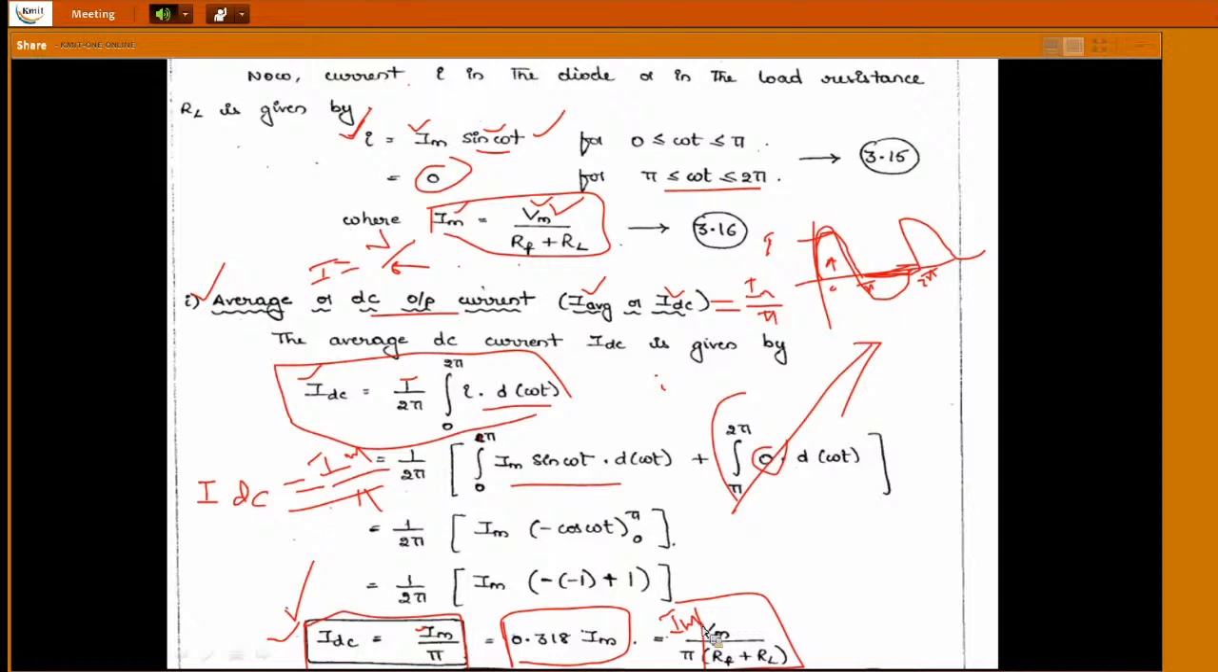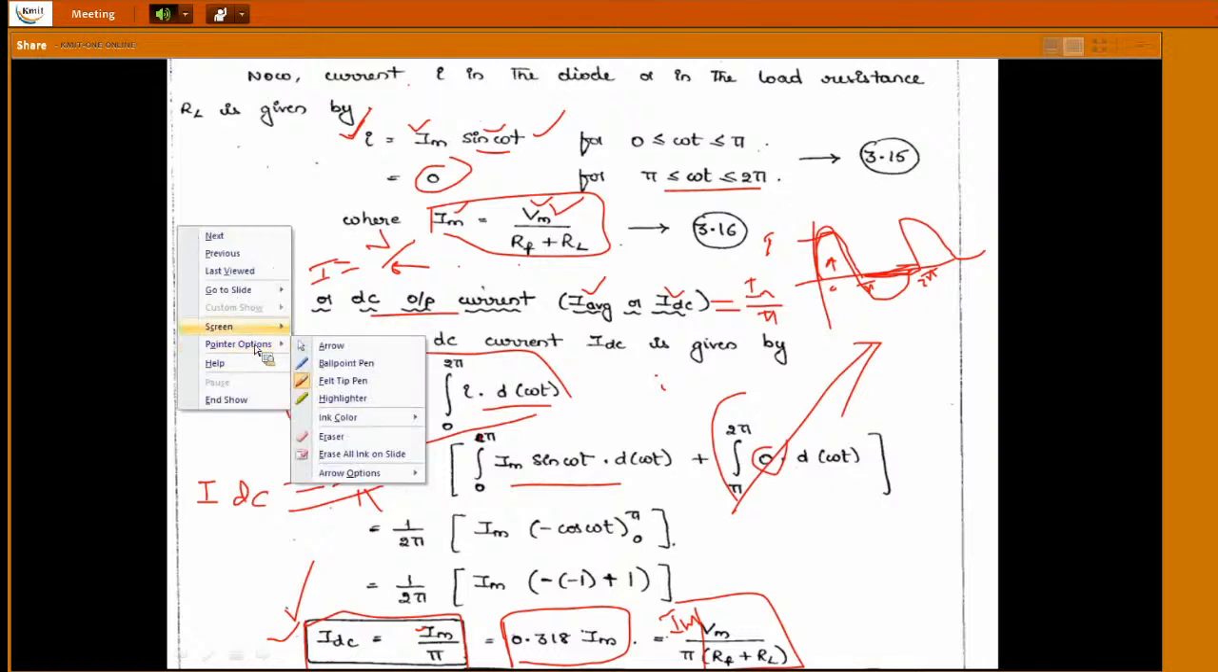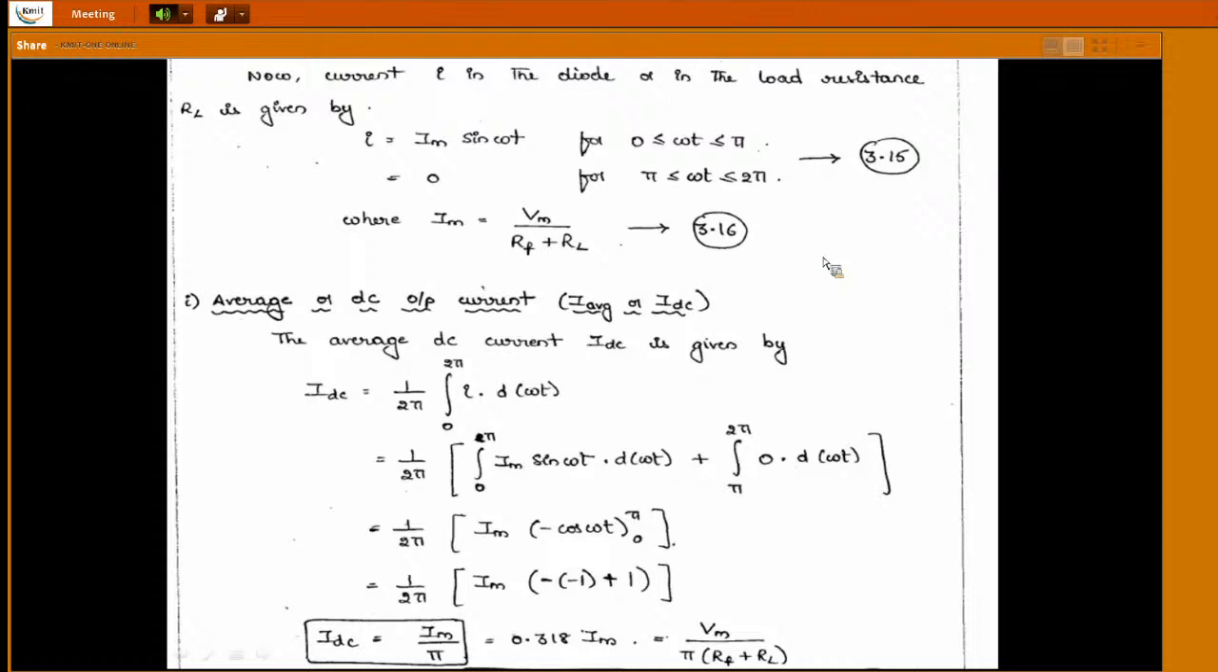Is it clear? Now another way of representing the DC current. The first expression is IDC is equal to Im by pi. It is represented in terms of the maximum current. If I want to represent it in terms of voltage, what is the other form? That is Vm by pi into Rf plus RL. This is the DC current of your rectifier.